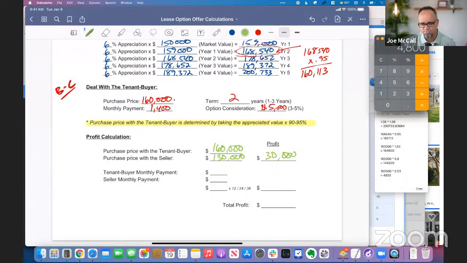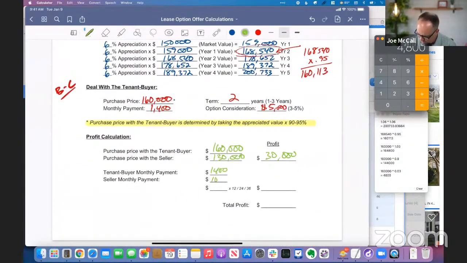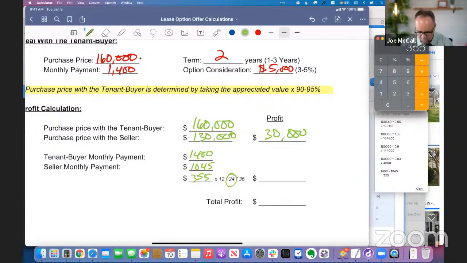$30,000. Okay. Now, what is my rent that I'm collecting from the tenant buyer? $1,400. What's the payment that I'm paying to the seller? $1,045. What's my cash flow? $355 a month times 24 months. Okay. 355 times 24, 8,520.